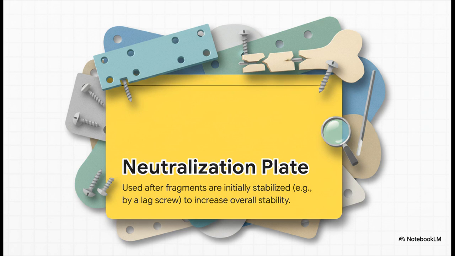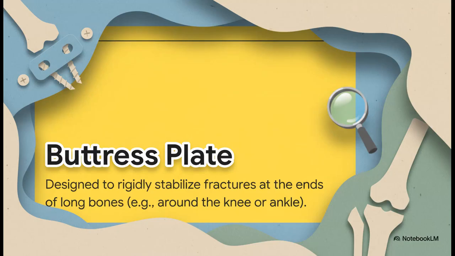Next, we have the neutralization plate. The name really says it all. Its job is to neutralize bad forces. So imagine you've already fixed a more complex fracture, say an oblique or spiral one, with a separate lag screw. That screw is doing the main job, but it's vulnerable. The neutralization plate acts like a bodyguard, protecting that primary fixation from any bending or twisting that could disrupt the healing process.